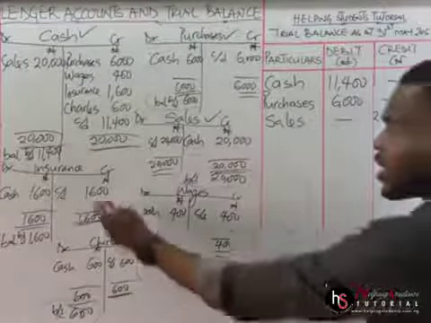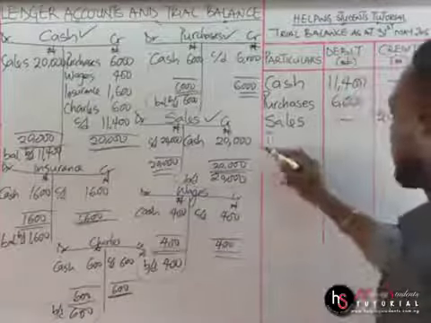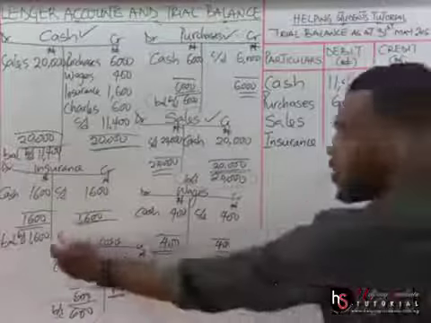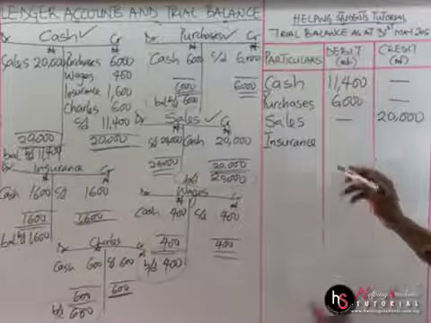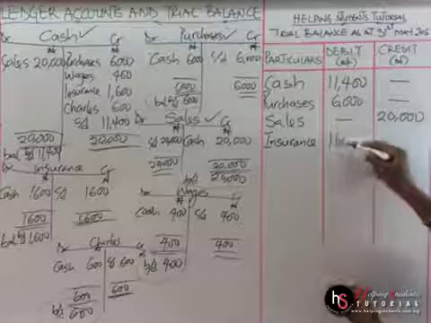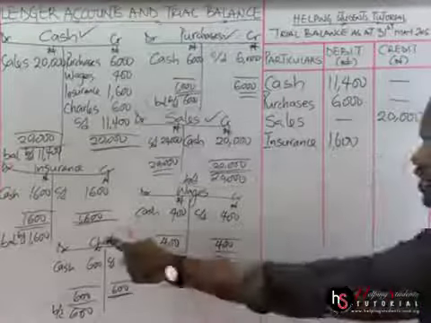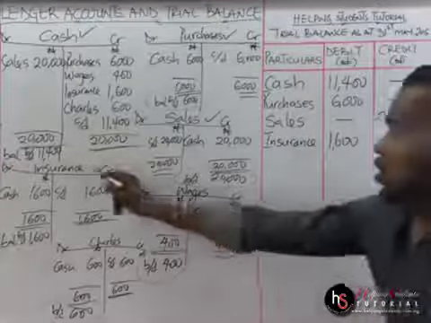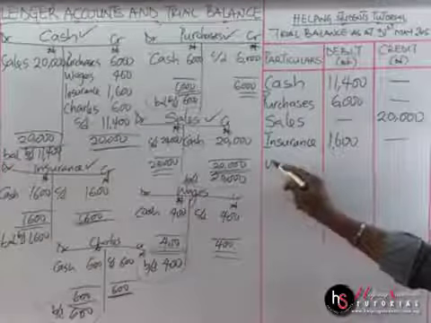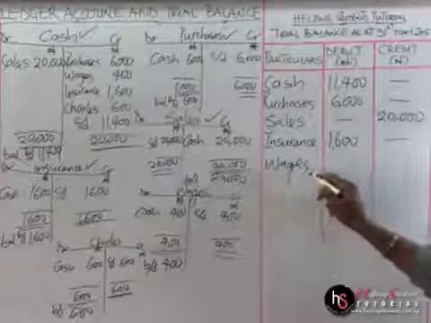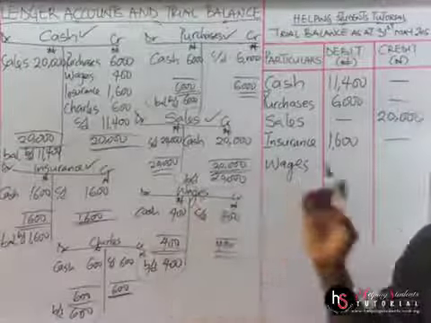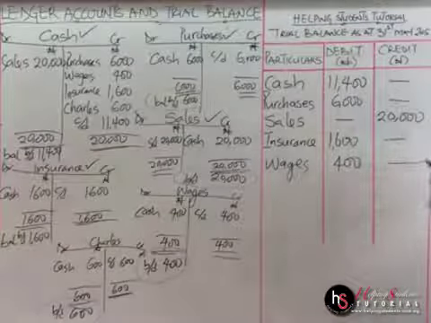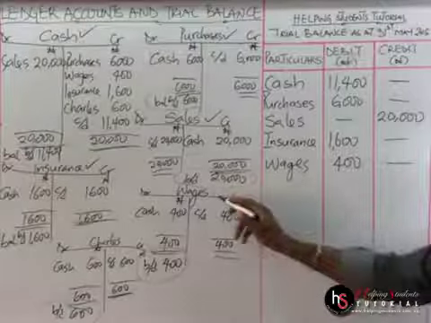Now when we come down again, we have insurance. So we have insurance here. Now you can see we have a debit balance. So on the debit side, we have 16, which is the value of the debit balance. On the credit side, we have nothing. Now when we come to wages, we have a debit balance of 400. So we have 400 on this section. And on the credit side, we have nothing. We are done with wages.